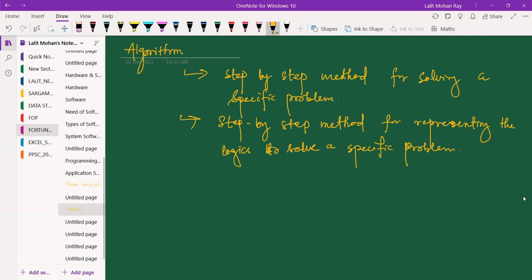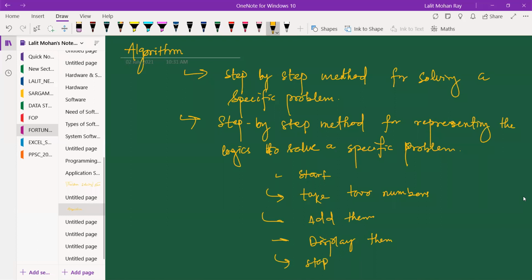Suppose I have to add two numbers. It is a very simple thing. You have to take two numbers. Add them. Number 3 is display them. We add two steps: this is start, this is stop. If I write in this way, this is the algorithm.